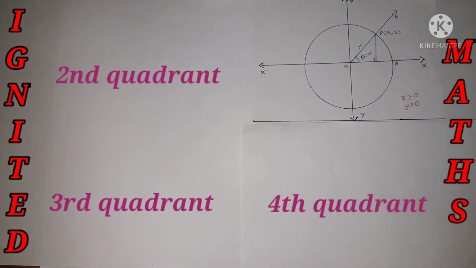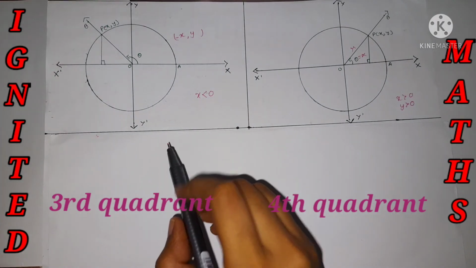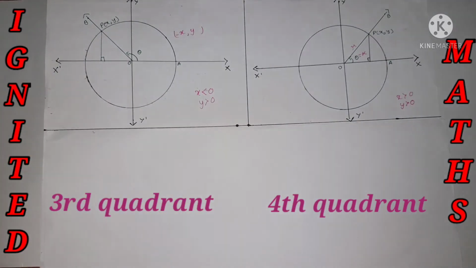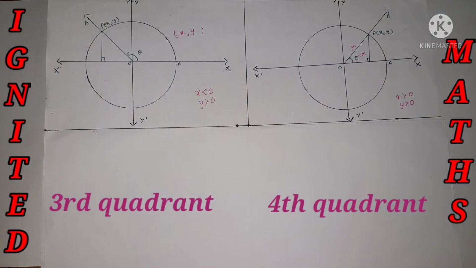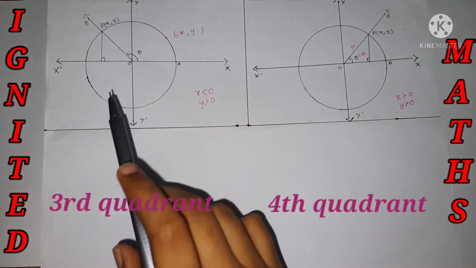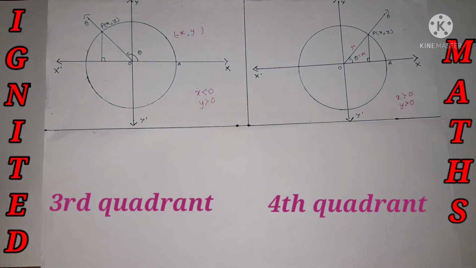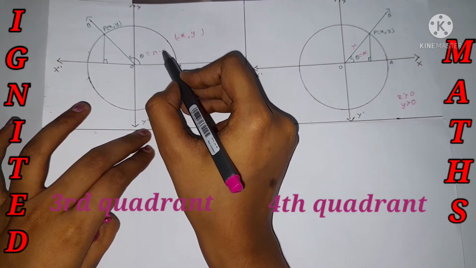Now what is different in the second quadrant? We will see. P lies in the second quadrant, so the x value will be less than 0 and the y value will be greater than 0. The x coordinate is my real axis and the y coordinate is my imaginary axis. The same process continues for each and every quadrant. Now P of xy lies in the second quadrant, so the value of theta lies between 90 degrees and 180 degrees, from pi by 2 to pi. So the theta value is equal to pi minus alpha.